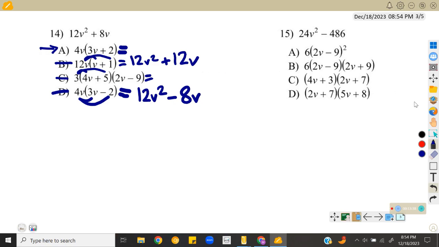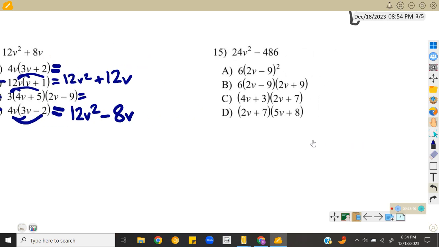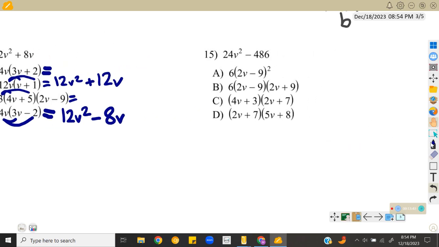Now we can take a look at 15 and see what we get. We got 24v squared minus 486. In this case, this number is much bigger, maybe even a little scary to some people. This might be a good time for you to pause the video and try to do this on your own and see how you're doing. See if any of these factoring things is making sense. Try to find the answer before I show you. We can go work on this once you're back and you've tried on your own.